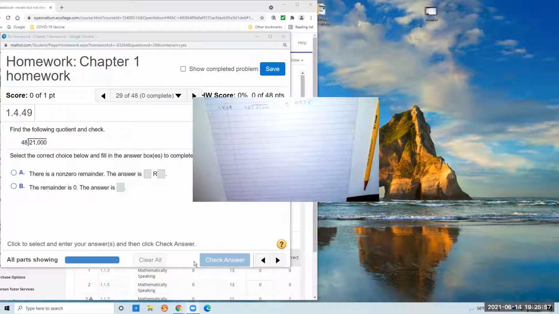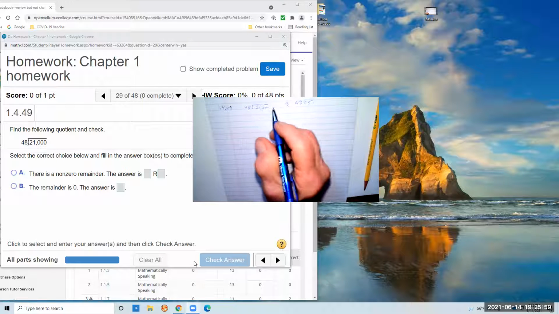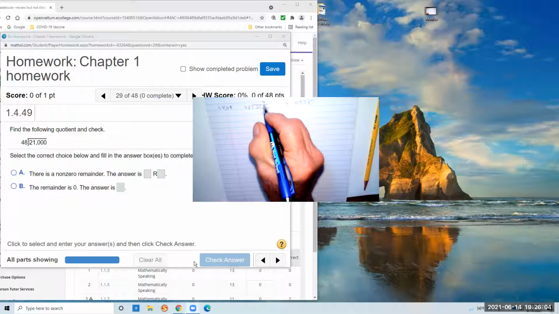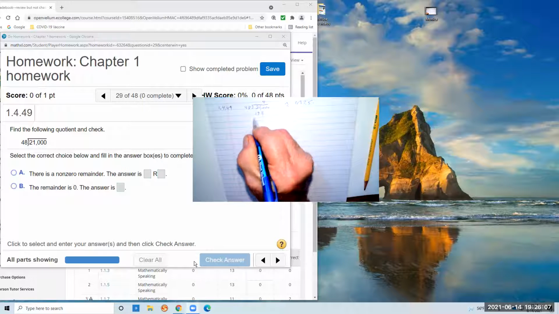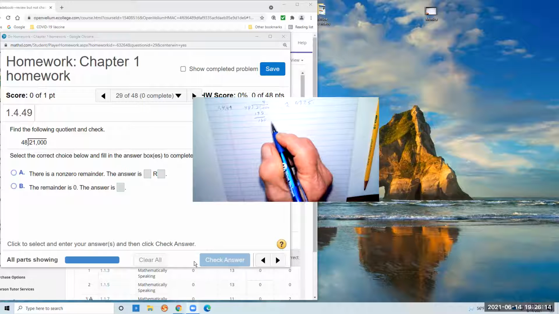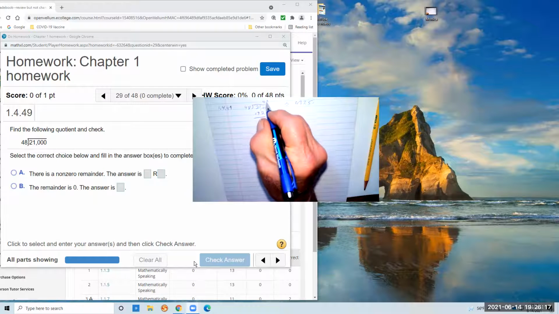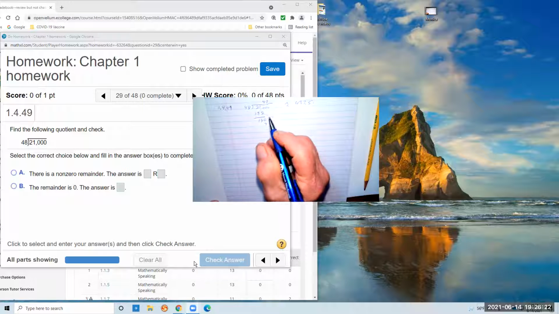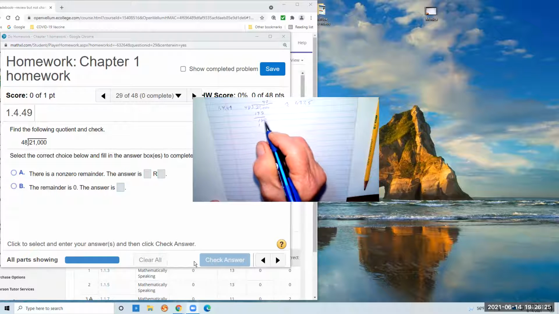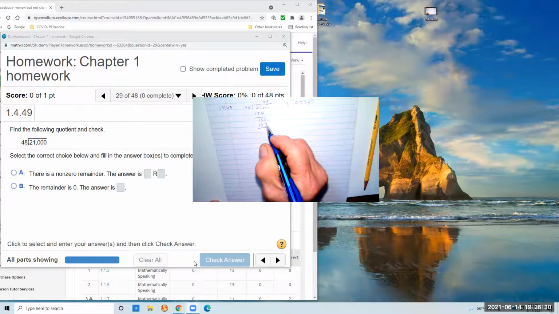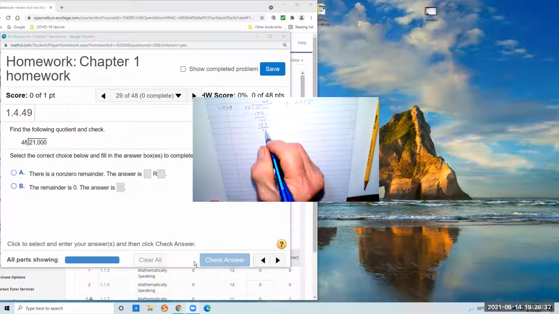Let's do this longhand. So 48 goes into 210 4 times. 4 eights are 32. 4 fours are 16, and 3 is 19. And then we want to subtract, and we're going to get 18. Bring down the 0. 48 into 180 goes 3 times. 3 eights are 24. 3 fours are 12, and 2 is 14. And that is a difference of 36.